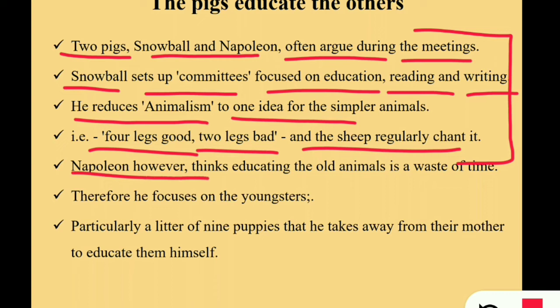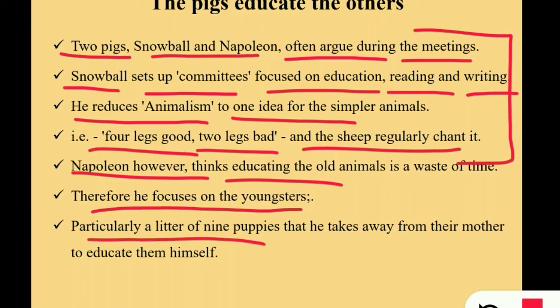Napoleon, however, thinks educating the old animals is a waste of money. Therefore, he focuses on the youngsters. Particularly, a litter of nine puppies that he takes away from their mother to educate them himself. Here, particularly, we find that animalism was reduced and education was prospering gradually.